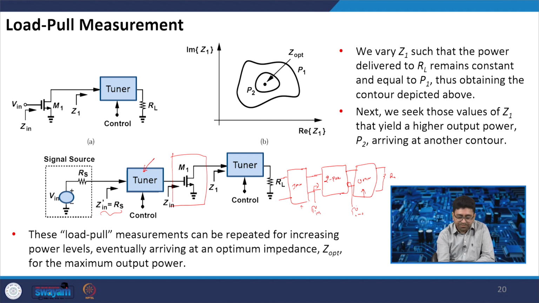and gamma out. As we change the control voltage, initially we got some power, which is P1. So, we vary Z1 such that the power delivered to RL remains constant and equal to P1, and thus obtain the contour depicted. So, we make a contour, or we can also plot the power on the Smith chart. We have already seen how we can do that.